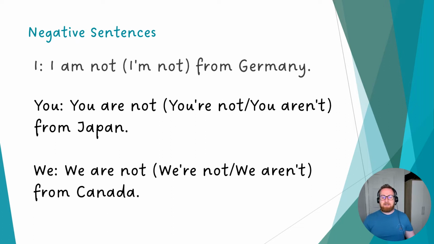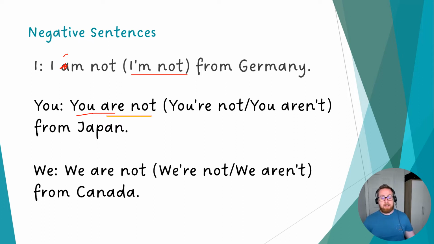Now, if it's negative, we can do a number of different things here. So I am not from Germany. Or, get rid of the A, I'm not from Germany. I'm from England. I'm not from Germany. Now with contractions, with negatives for you and we have a choice. We can contract you are, or we can contract are not.